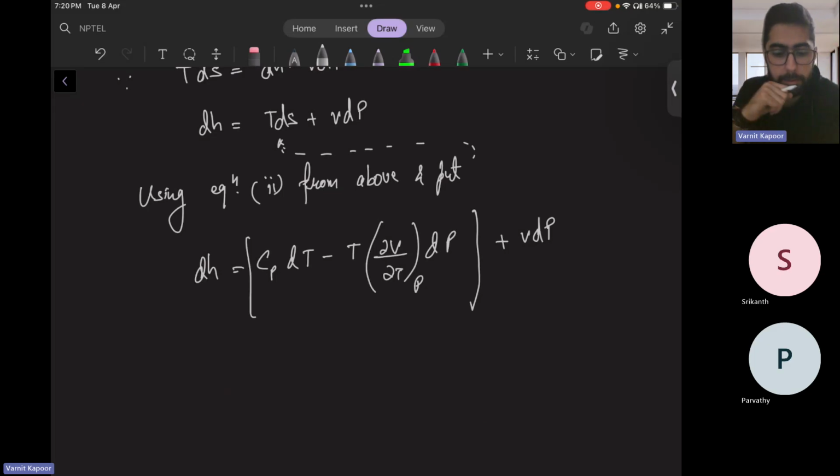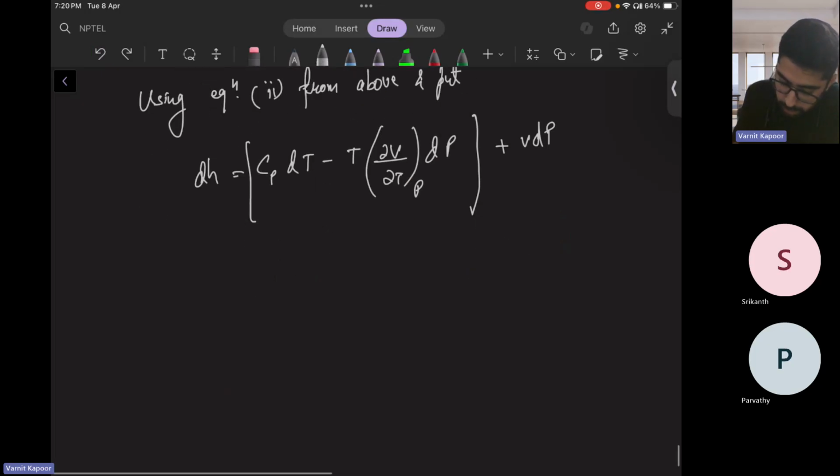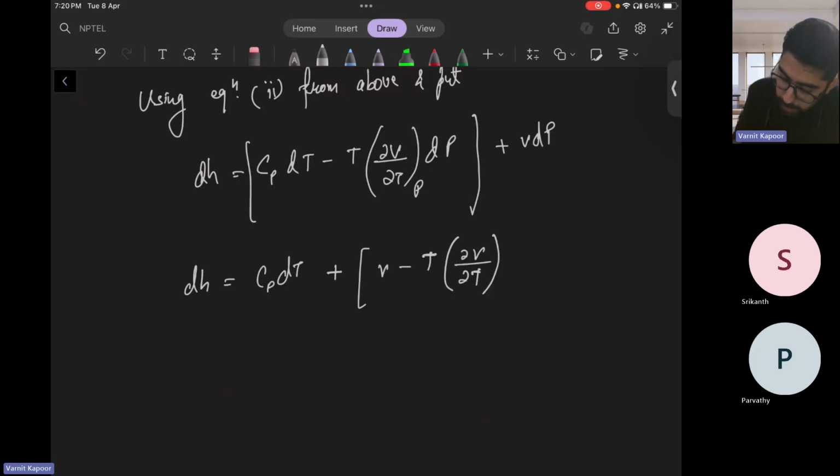Plus your remaining term, that is VdP. Okay. Now let me take dP and dt common terms. So this and this term separate and this term separate. So your dH can be written as Cp dt plus (V minus T dou V by dou T at constant pressure) dP. Okay, constant pressure. So if you observe, your enthalpy is a function of temperature and pressure.